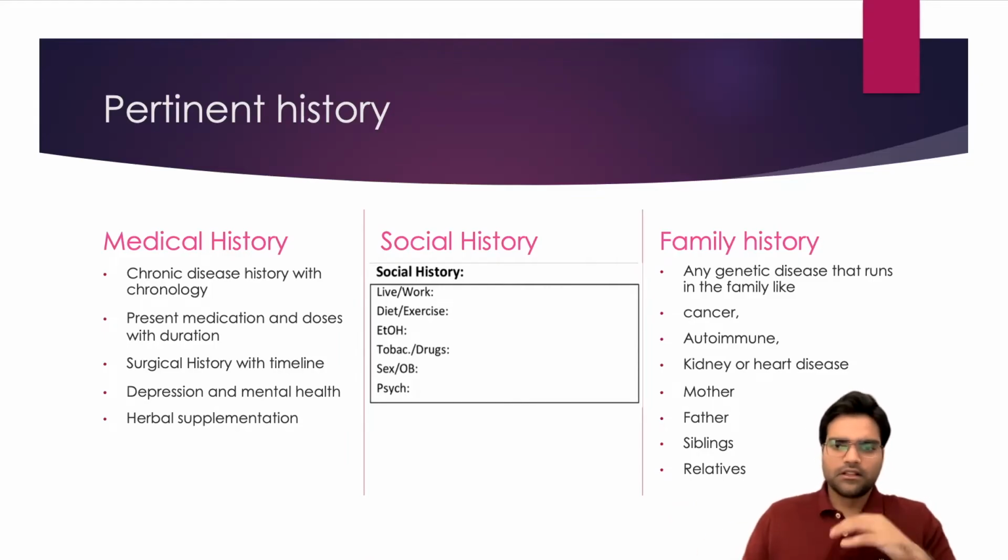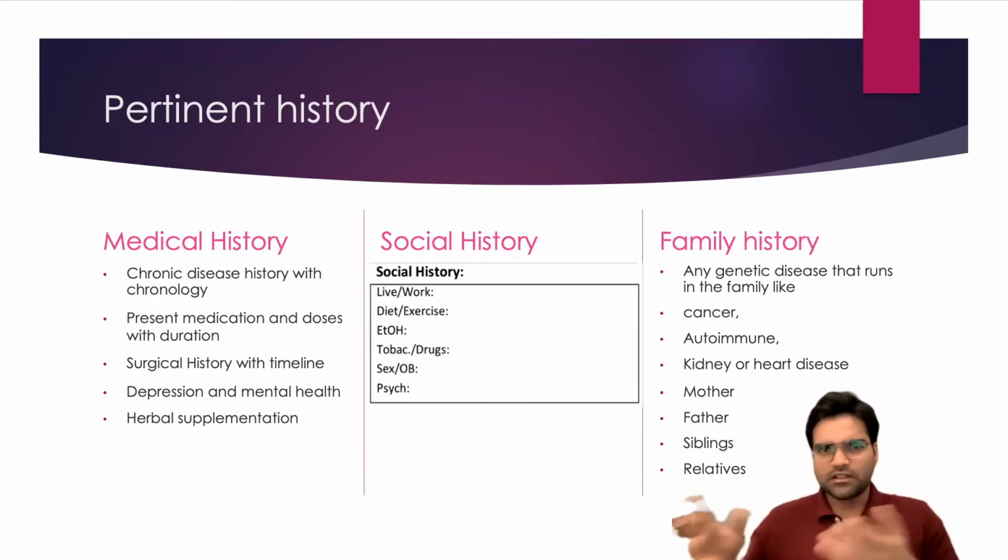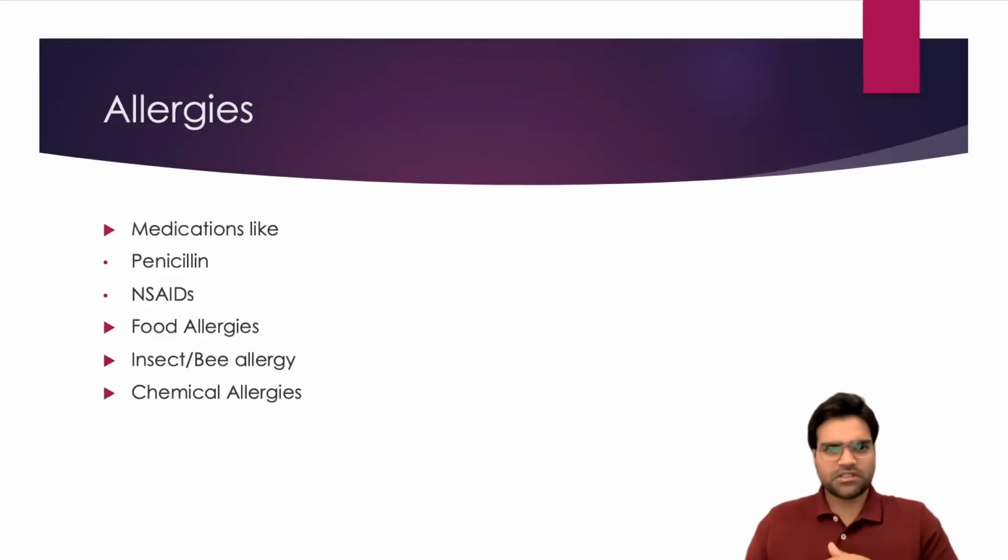Then comes the core family. You have to ask about the mother, whether she has any medical problem right now, or is she alive or dead. For example, mother is alive but she has CKD, father is alive, he has hypertension, siblings are alive, they don't have any problem. Relatives, if they have colon cancer, you can include that. So all these things you have to include in the pertinent history part. So till now it is the subjective part.